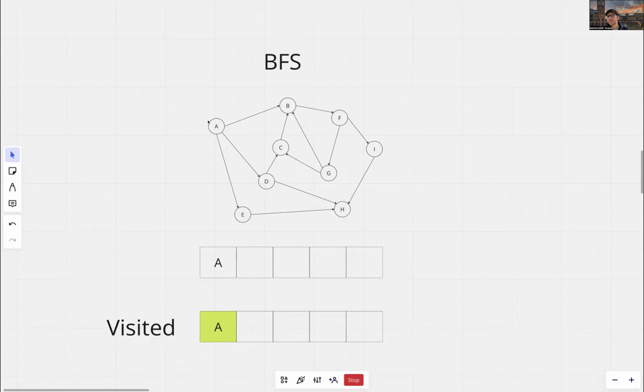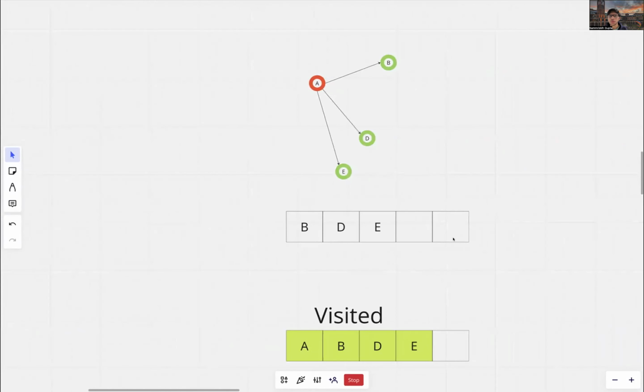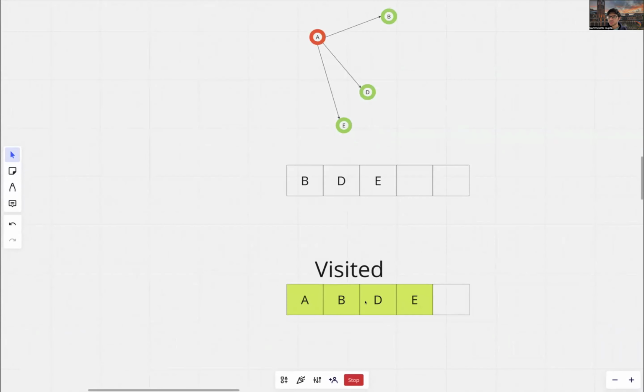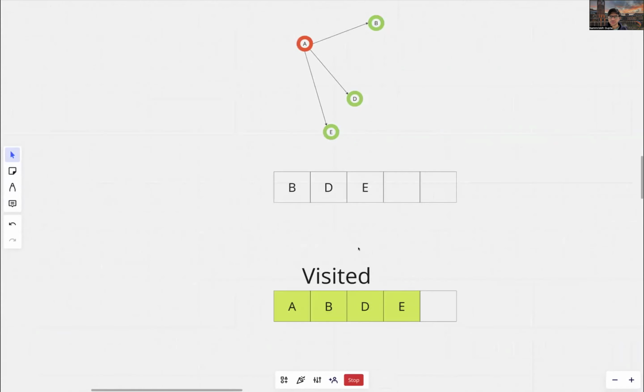So we start at A, and we've added A to the visited list. Now, breadth first search means exploring all the possible nodes for a given node. So from A, where can you go? You can go to B, you can go to D, and you can go to E. So that's exactly what we do. From A, we go to B, D, and E. So we add B, D, and E to our queue, and we add B, D, E to the visited list as well.